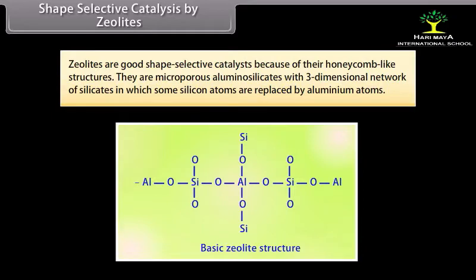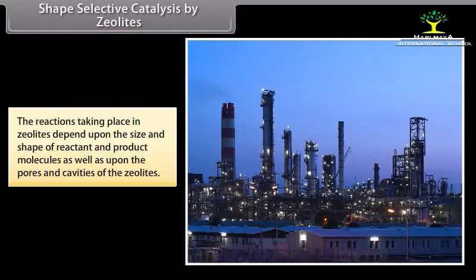They are microporous aluminosilicates with a three-dimensional network of silicates in which some silicon atoms are replaced by aluminium atoms. The reactions taking place in zeolites depend upon the size and shape of reactant and product molecules as well as upon the pores and cavities of the zeolites. Zeolites are used as catalysts in petrochemical industries for cracking of hydrocarbons and isomerization.